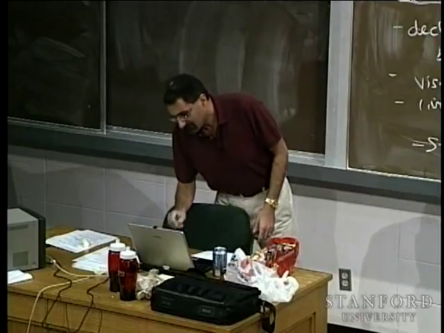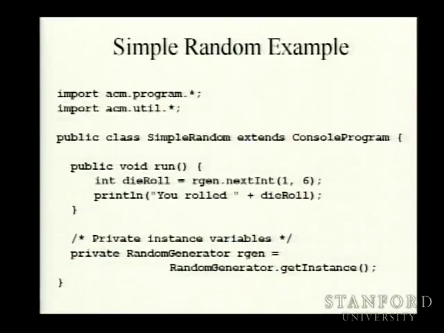All right. So here's a little example of how that actually works. All I did was take our program that we had before, our SimpleRandom, and fill in the run method. What's going on? When an object of SimpleRandom gets created, or when this program is run, rgen gets initialized to be an instance of the random generator, and now I can refer to it in any method because it's an instance variable. So run is just some other method.